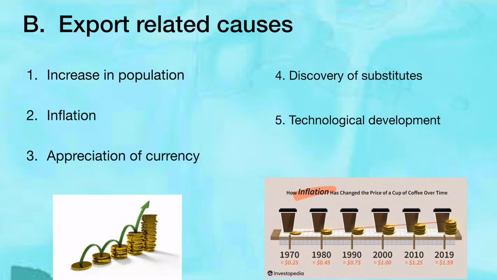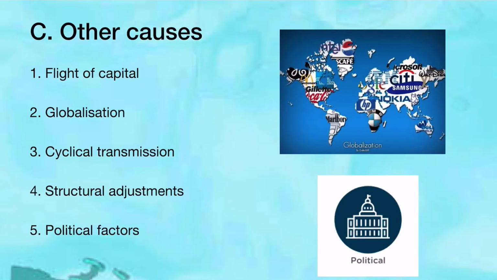So because there are alternatives or substitutes available in the market, it will definitely reduce the demand for the actual raw material requirement. So these are the 5 different causes that are related to export. So apart from import and export, what are the other causes? Again, we have 5 factors over here.